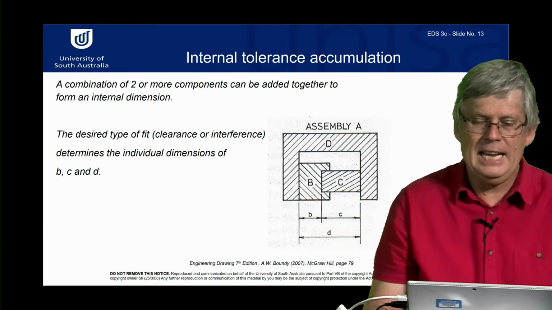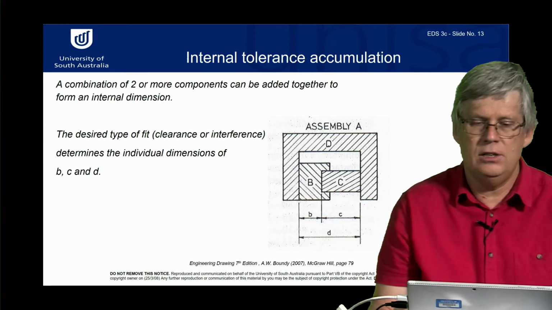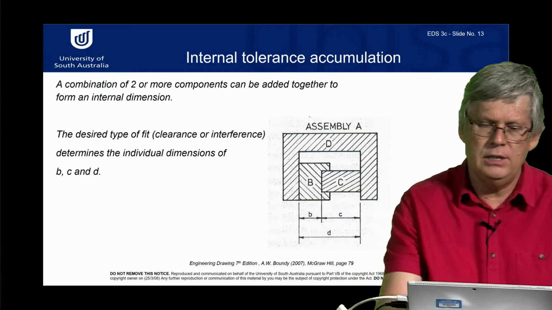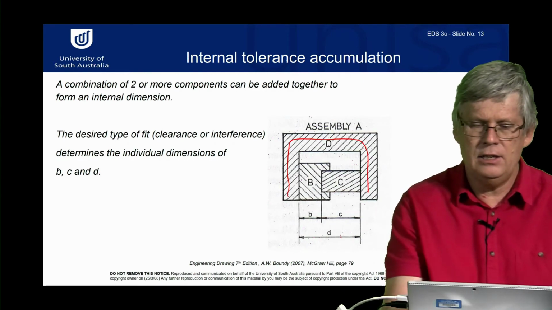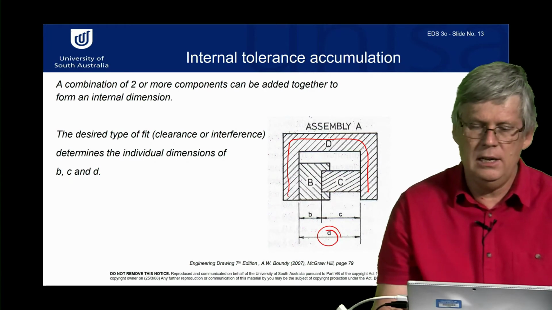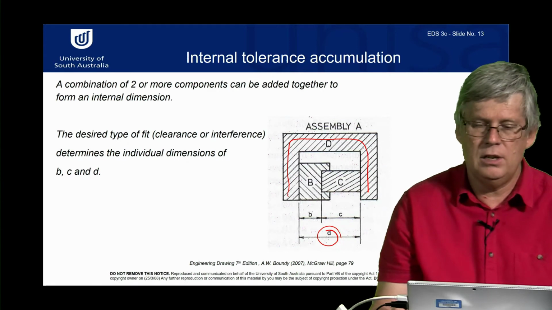So we talked about external tolerances. Now there can also be internal tolerancing as well. So we can have internal tolerance accumulation. So here we've got item D. So we can see here's item D that comes around here. And it has a size. So we've made D with a range of tolerant sizes. So it can be upper size and lower size for D.